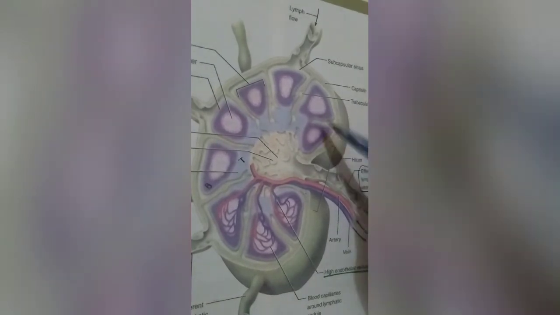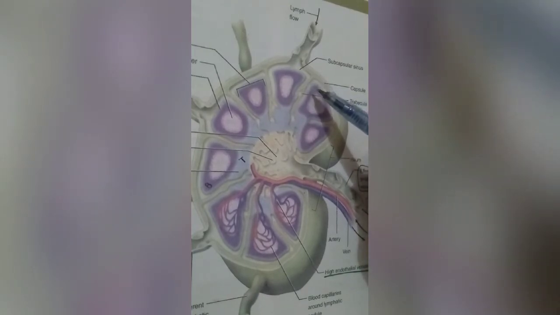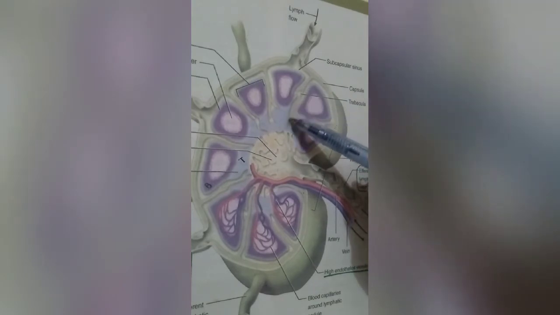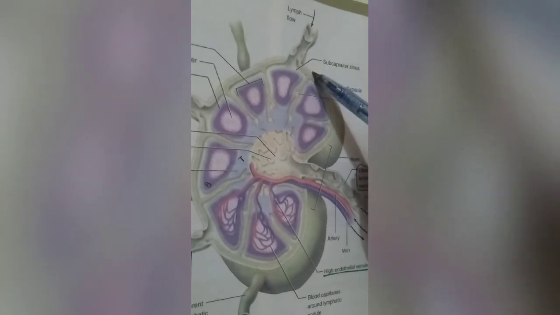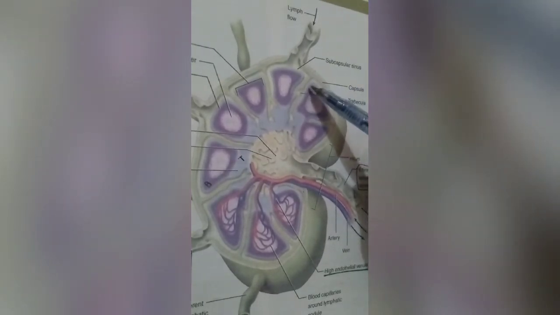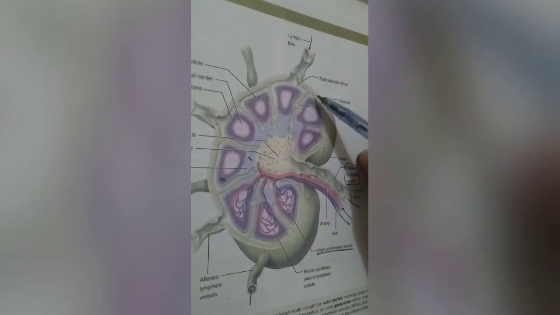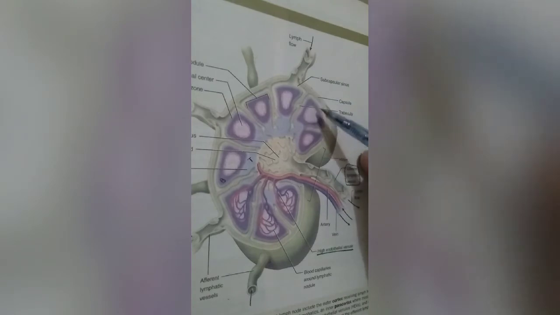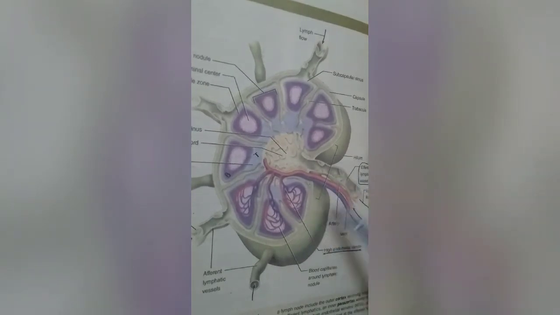Now you can see here it also contains trabeculae, which we also call septa. The septa arise from the internal aspect of the capsule and extend into the interior of the lymph node. They arise from the internal aspect, not from the external aspect. It is also an important point. This is the small introduction related to the lymph node.